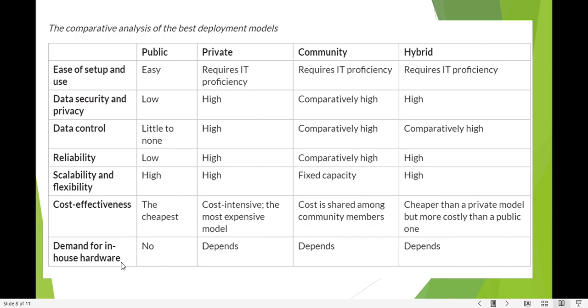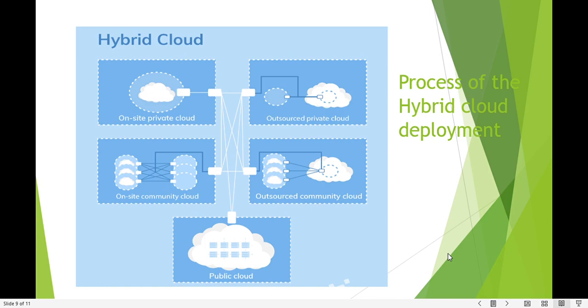What are the demands on the software? For public, we don't have any demands. For private, it depends on the IT that we provide, and the community has the dependency, and the hybrid depends as well. This is exactly how a hybrid cloud deployment looks.